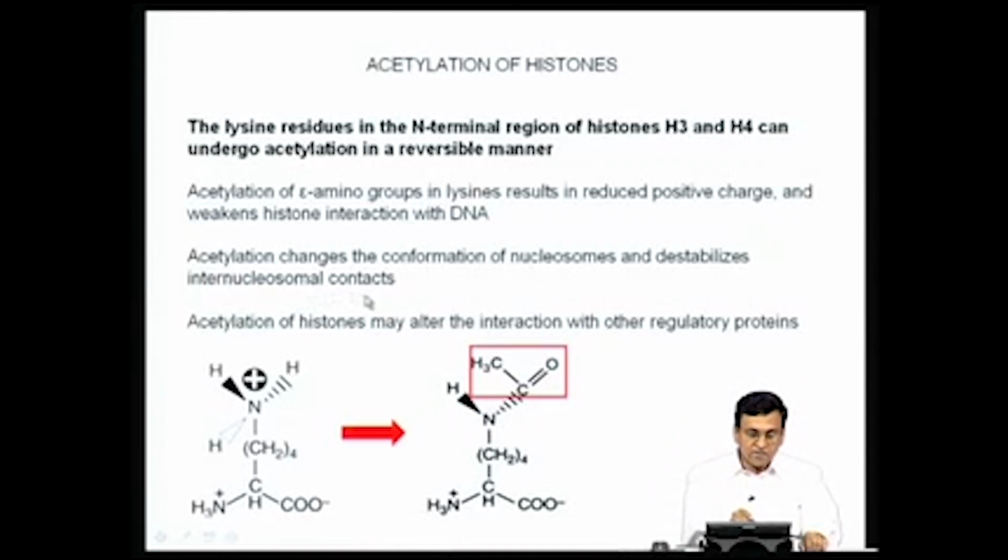So acetylation changes the conformation of nucleosomes and destabilizes the internucleosomal contacts. And acetylation of histones may also alter interaction with other regulatory proteins. So these are some of the key observations that came out when people started looking at post-translational modifications of histones and their relevance to gene regulation. And this cartoon shows the lysine residue of a histone, and this is how the acetyl group is added, resulting in the acetylation of the histones.